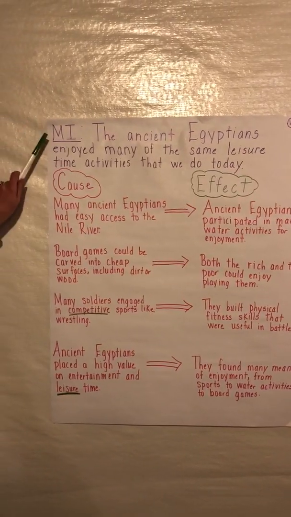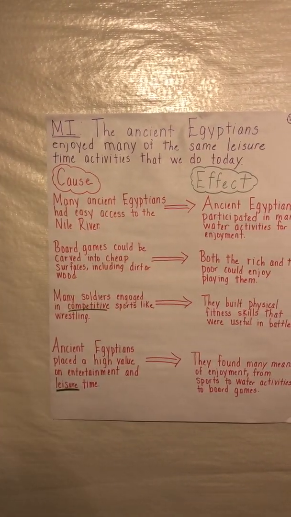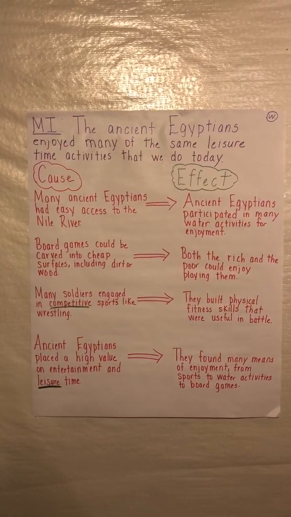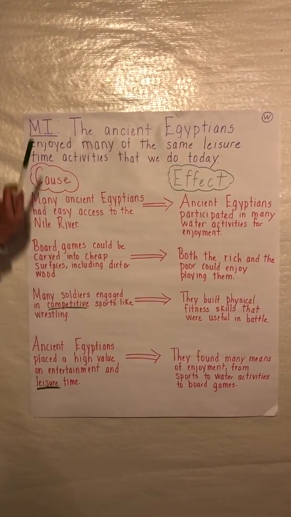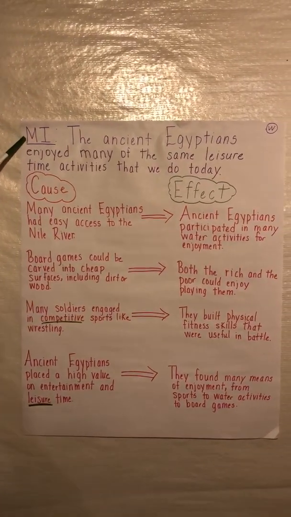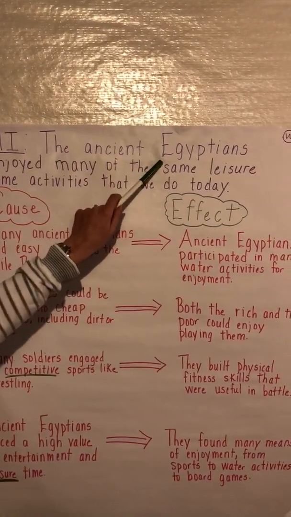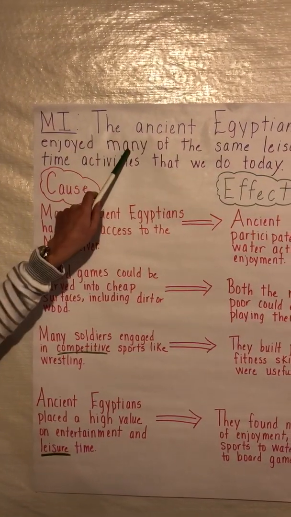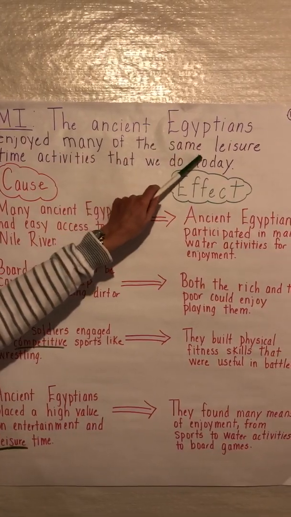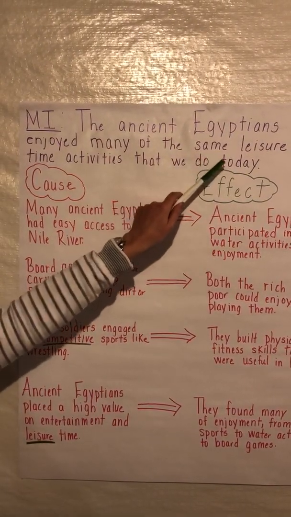So MI, remember, stands for main idea. When you are annotating for main idea, you should have MI next to each paragraph. So I have written the overall main idea or gist of the entire article. So follow along with me. The ancient Egyptians enjoyed many of the same leisure time activities that we do today.